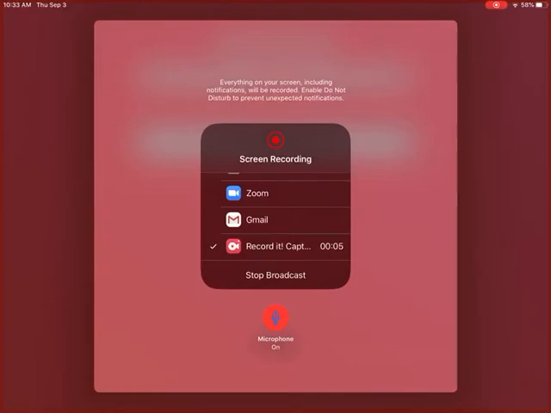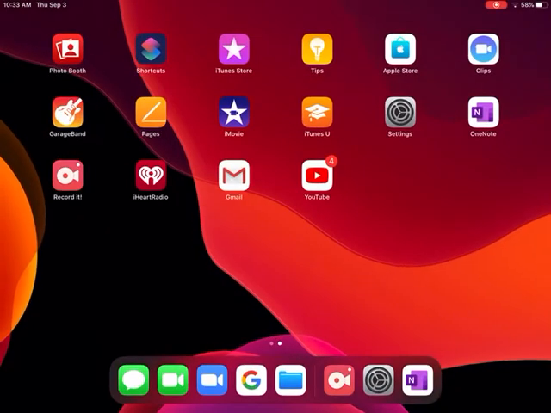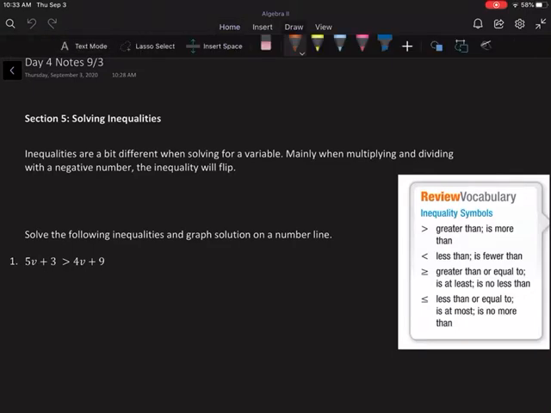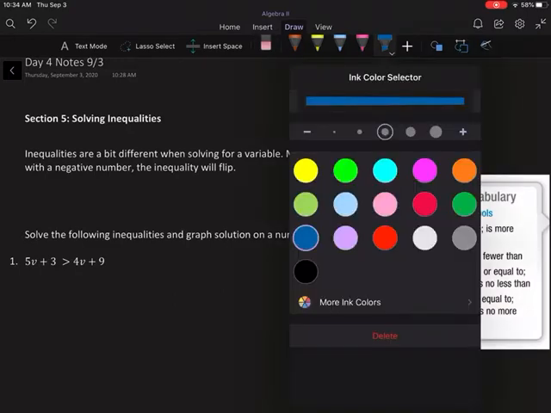Okay, ladies, we are going to begin day 4 notes on solving inequalities. So basically the same thing as solving an equation, but now we have inequality symbols. So they're a bit different. Mainly when you multiply or divide, we have to switch the sign of the inequality. So over here we have what these different inequality symbols really mean.